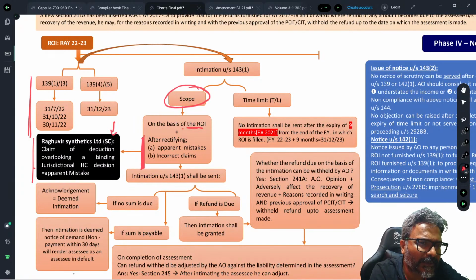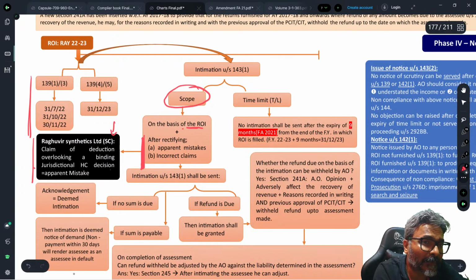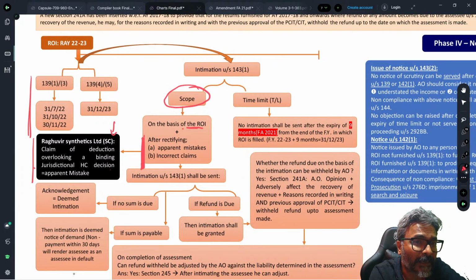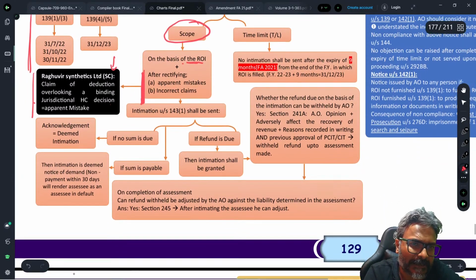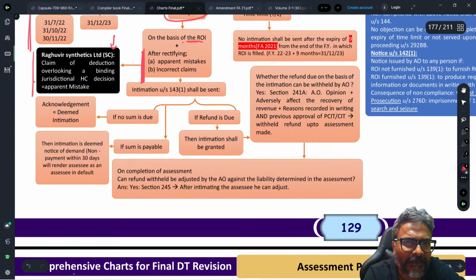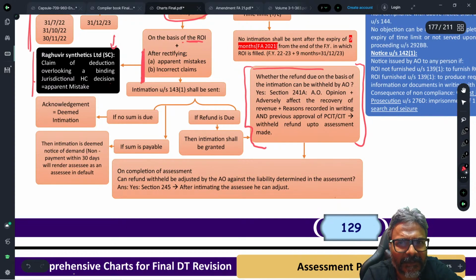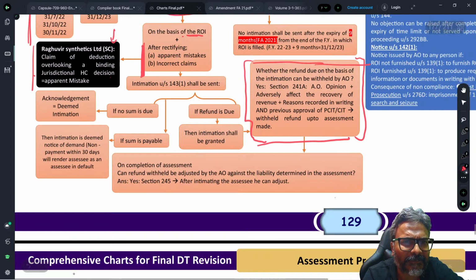The claim of a deduction overlooking a binding jurisdictional High Court judgment. This would be an apparent mistake. And the refund due, if it is arising from an intimation, can that be withheld? The answer is yes. It can be withheld with the same condition which I have taught to all of you.